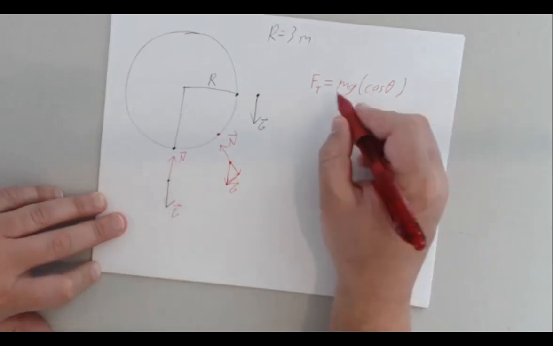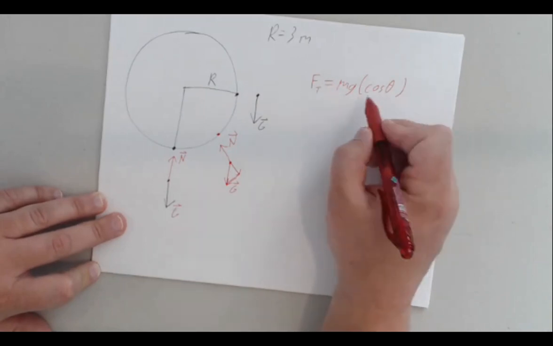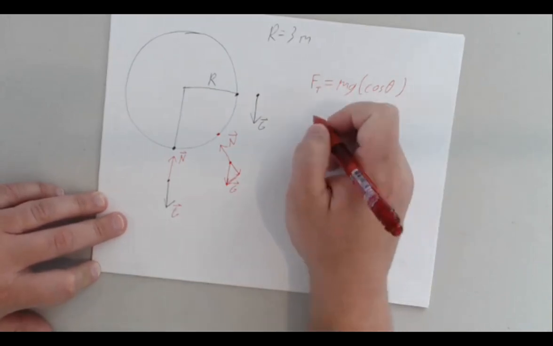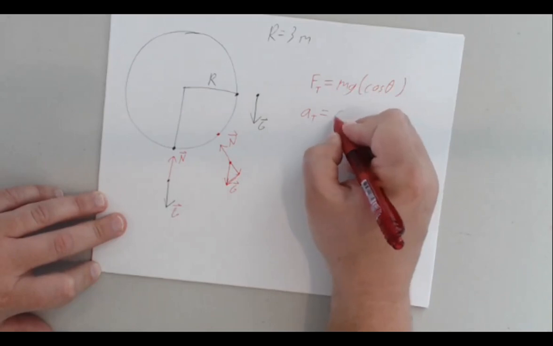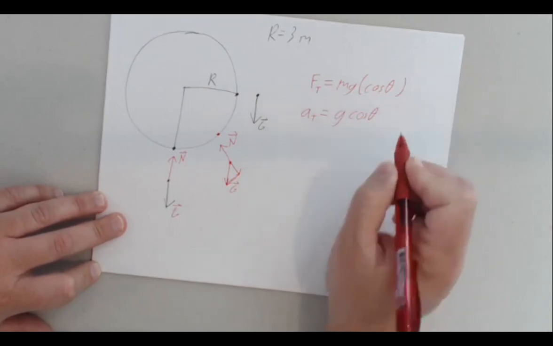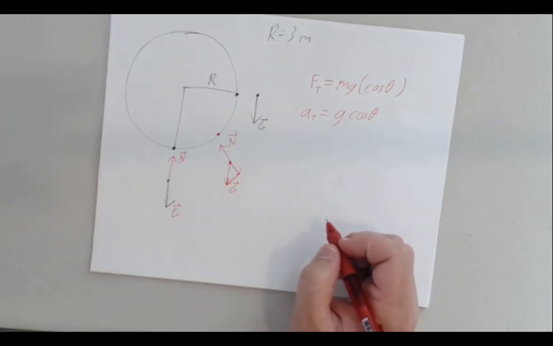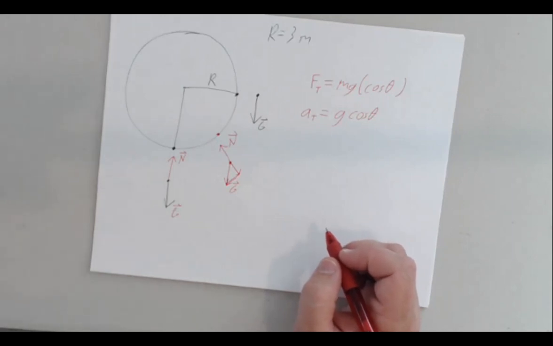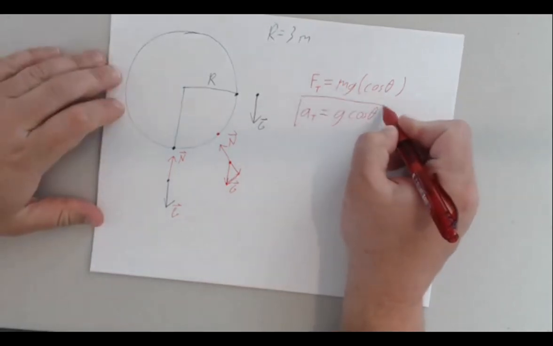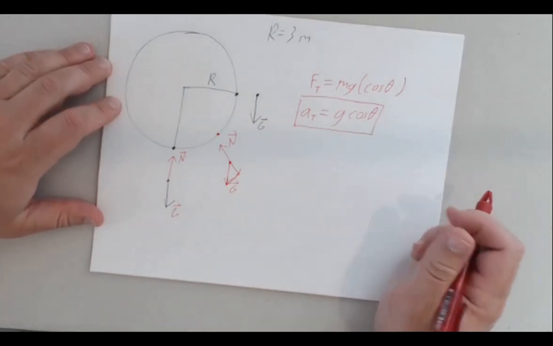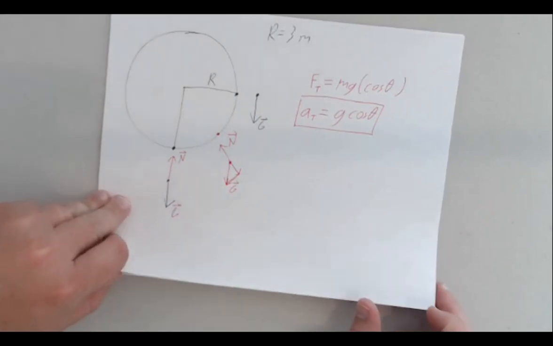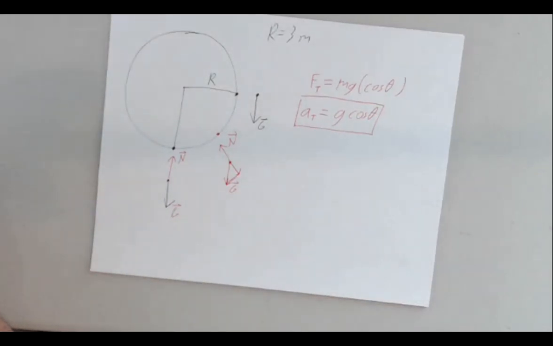So in fact, you're right. The tangential component of the force is just going to be mg cosine theta, which means that the tangential component of the acceleration is just g cosine theta. Okay, so we've got it, right? The question was asking us, what's the tangential acceleration that the skateboarder experiences as a function of angle? And the answer is just g cosine theta. Great.